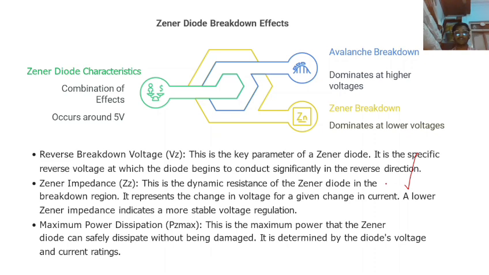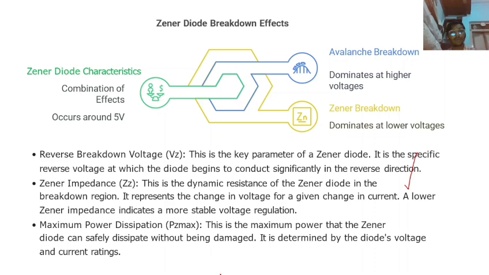Dynamic resistance RZ of the reverse diode in the breakdown region. It represents the change in voltage for a given current. A low Zener impedance indicates a more stable voltage regulator. When the Zener impedance is low, the voltage regulation is more stable. Maximum power dissipation.